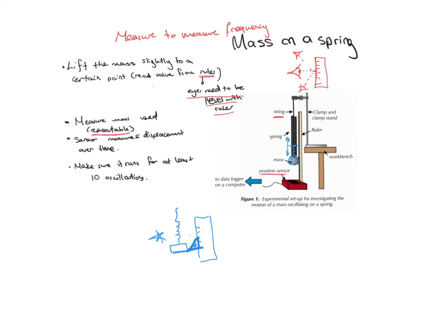Now, in an experiment like this, you will find that the amplitude of oscillation actually decreases with time. However, you're going to notice that the period and frequency don't change with time. And remember, that has to do with the fact that period is independent of amplitude.